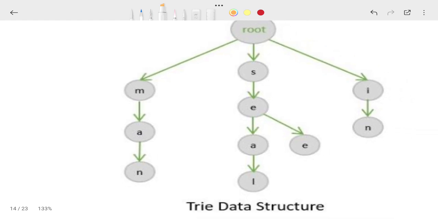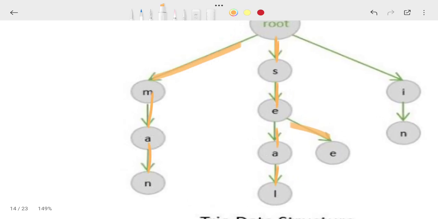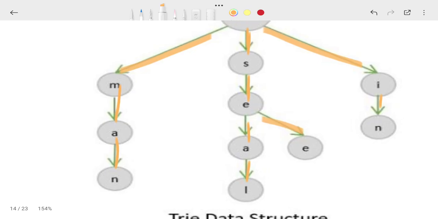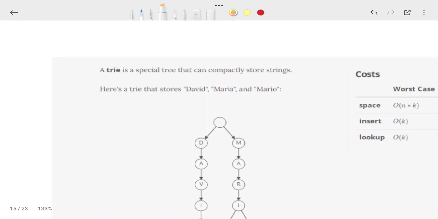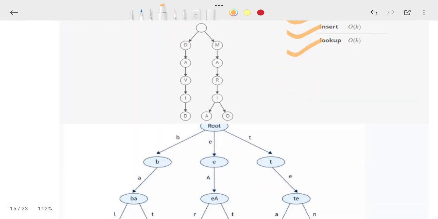Already we explained. Just C, S, E, E, C and S, E, A, I, something, and this is M, A, N, man, and this is I, N, in. So man, S, E, A, I, something I have written, there is no meaning. Now what is the time complexity? Space complexity is equal to order of n plus k, insert order of k, and checking something order of k. That is the worst case.